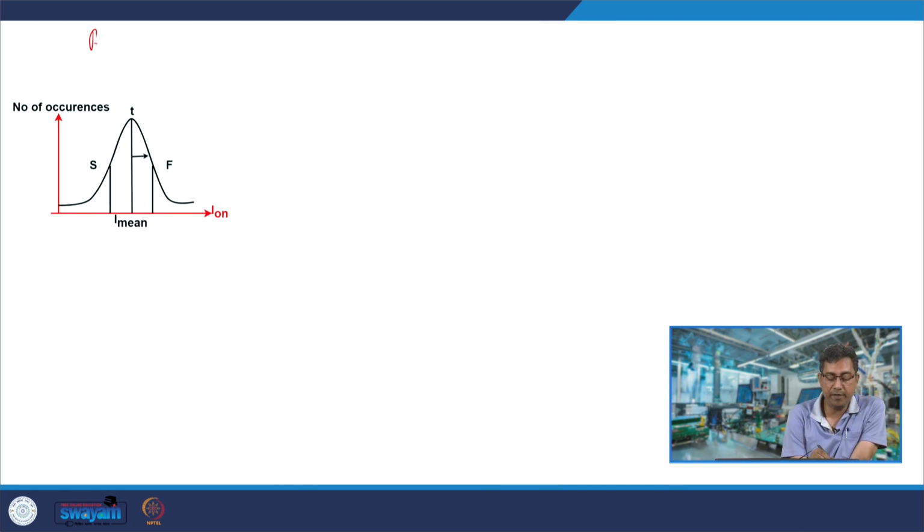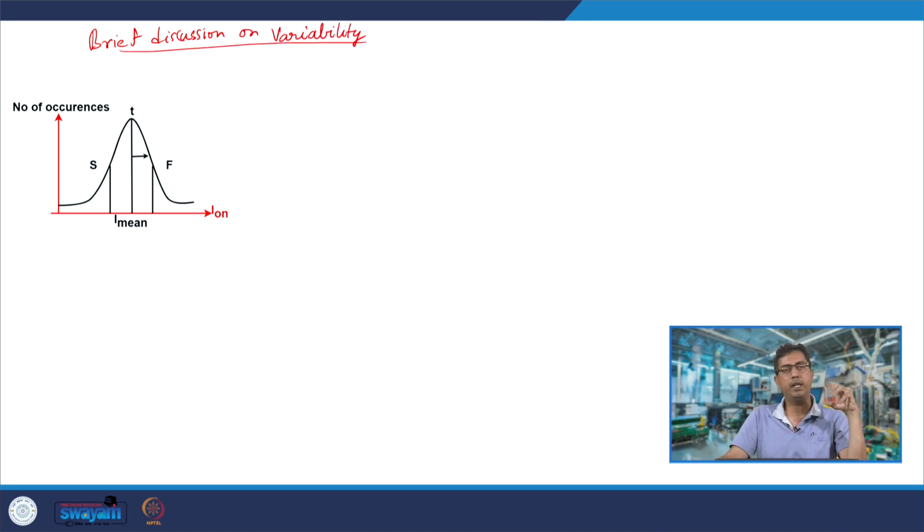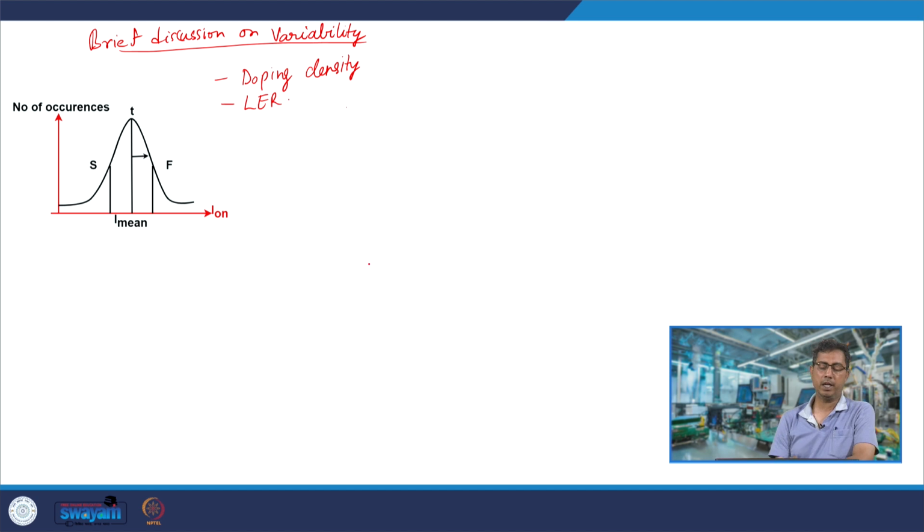So, let us have a brief discussion on variability. There is process variability in all the technologies. What is the reason for process variability? There are random changes in doping density, and for extremely scaled technologies the dopant ions are so few that a small change in doping density results in a large effective change in doping density within the channel. There is line edge roughness, and there can be several such reasons for variability.